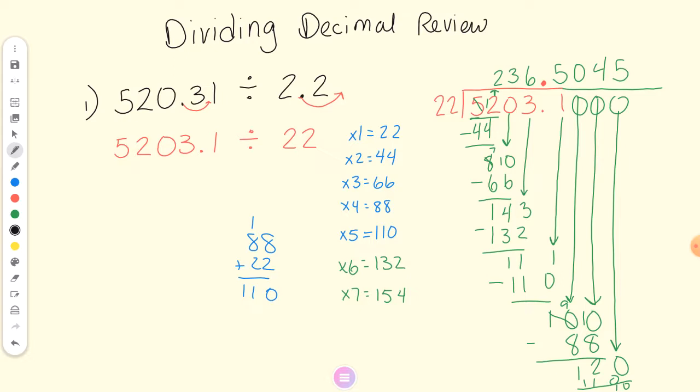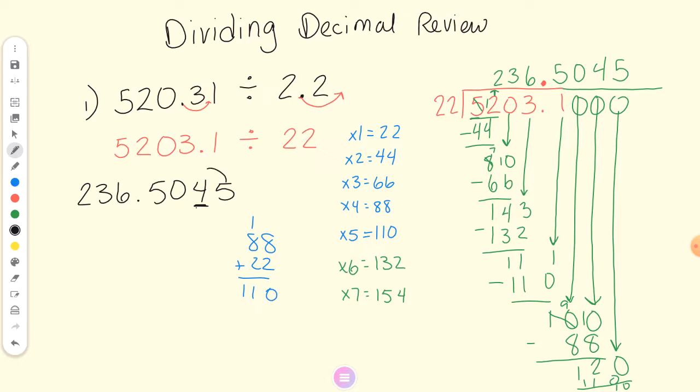Is that the exact answer? No. That just means this one's going to be an ugly one, so we're allowed to give a rounded answer. Exact is always the best answer. A rounded answer is like next in line. So let's go ahead and write our answer, 236.5045.